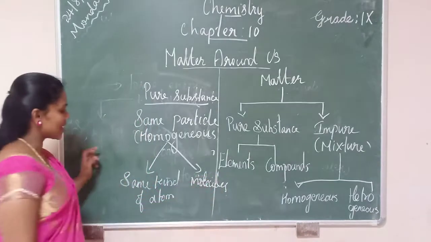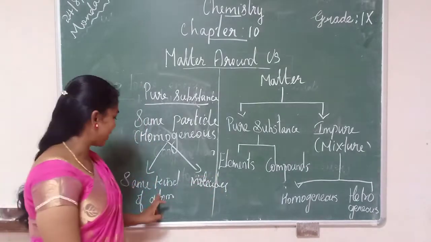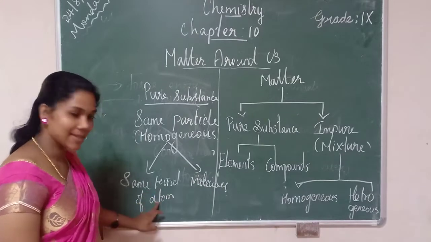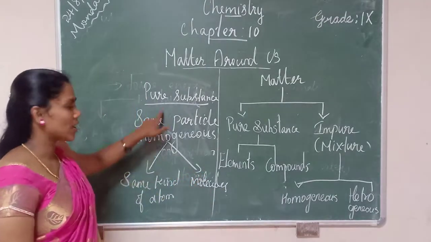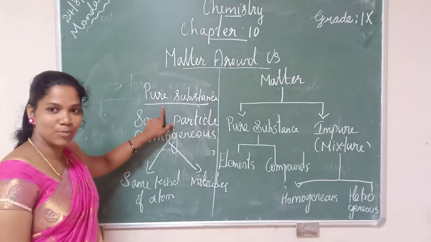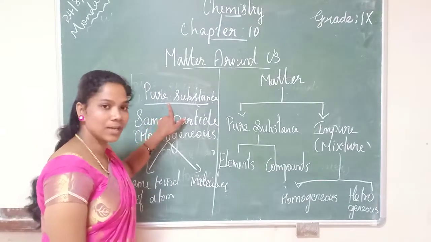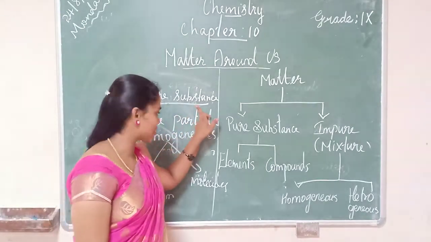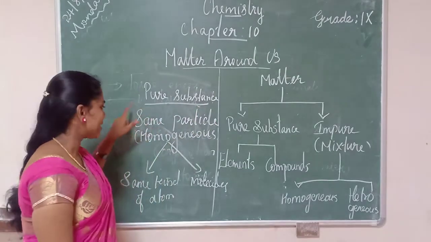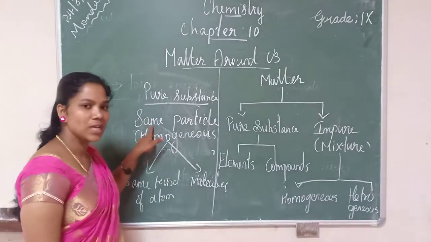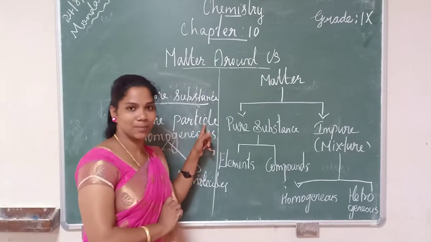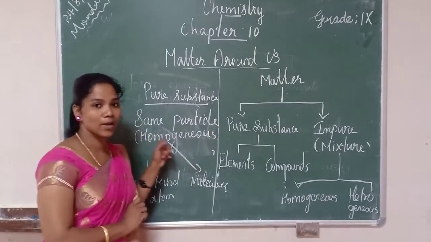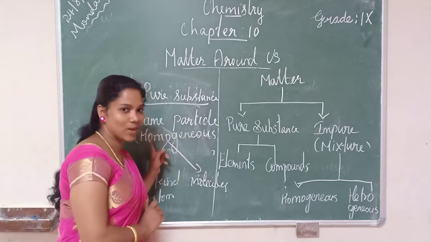So any substance, if it is made up of the same kind of atom or the same kind of molecules, then we call that a pure substance. Now we are learning about pure substance. Any substance that is made up of the same particles, we call that substance a pure substance. We can also call this homogeneous. Homo means same.